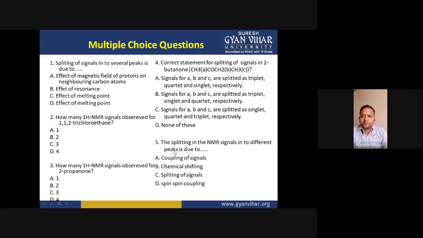Now question number 5: the splitting of the NMR signal into different peaks is due to what? This occurs in the case where neighboring protons spin couple. So due to the spin-spin coupling of the neighboring protons, a signal is split into various peaks.